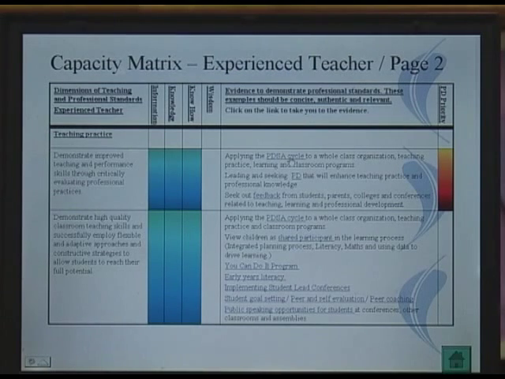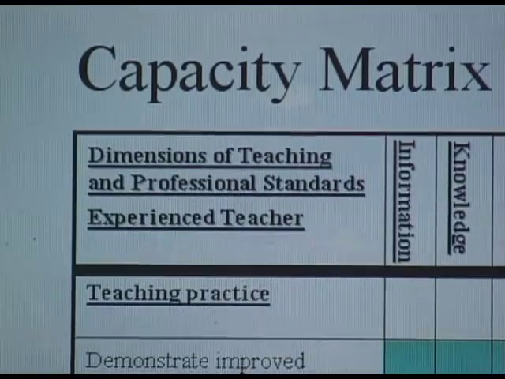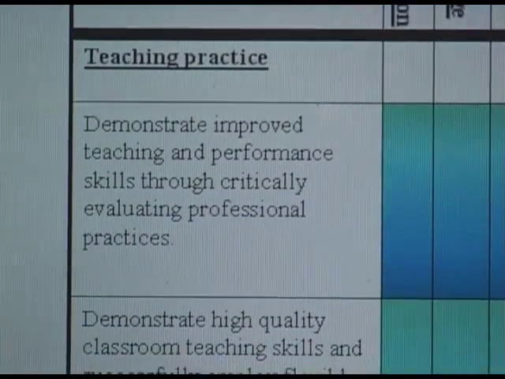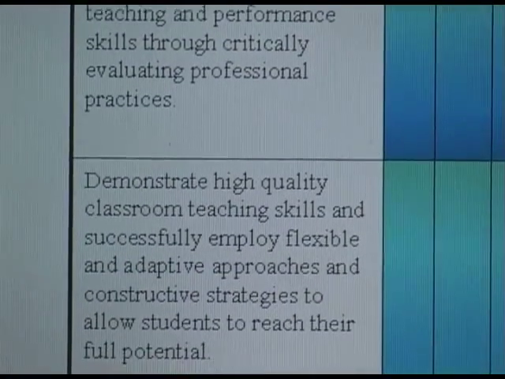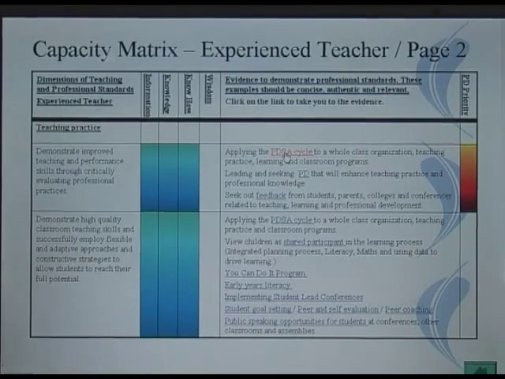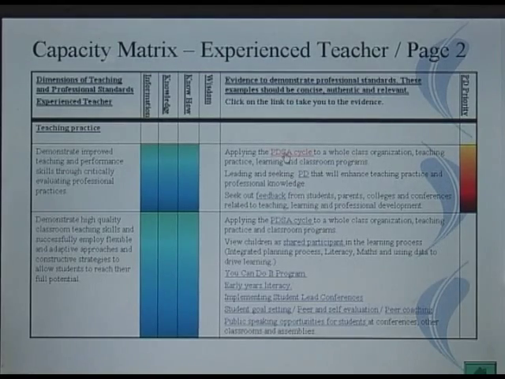This is the second page of my capacity matrix, and as you can see on the far left hand side we have the dimensions of teaching. This is where we respond to the criteria set down by the department. In the middle, we've put in the 4 columns of information, knowledge, know-how and wisdom, and we rank ourselves across these columns by just shading them in.